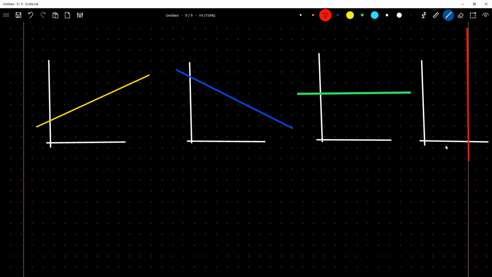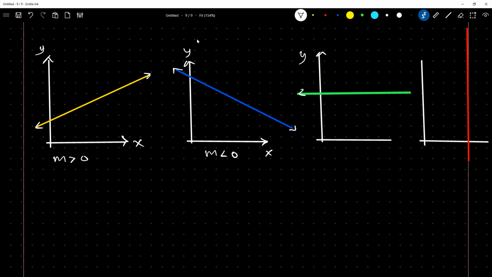Okay, so let me just label everything here. And if you're watching this and taking notes, probably a good idea to label it. So this one is where the slope is positive, it's greater than 0. This one, my slope is negative, so it's decreasing, right? And this one, we have a horizontal line, which means that the rate of change is 0. It's not changing at all, so m equals 0.